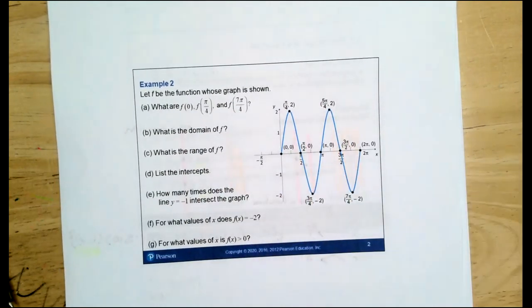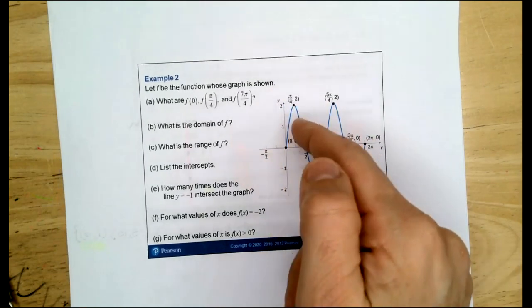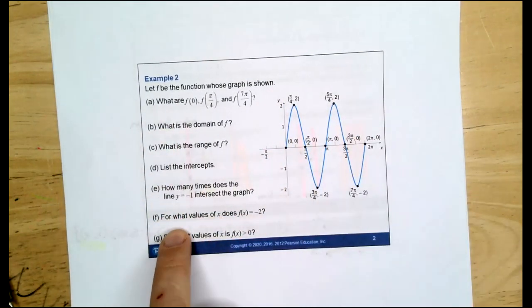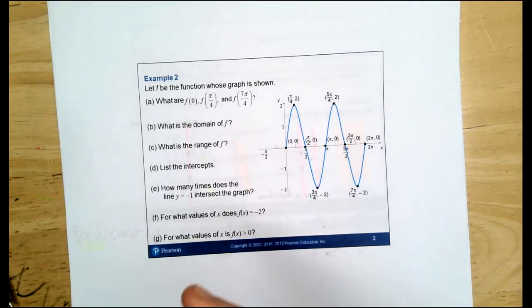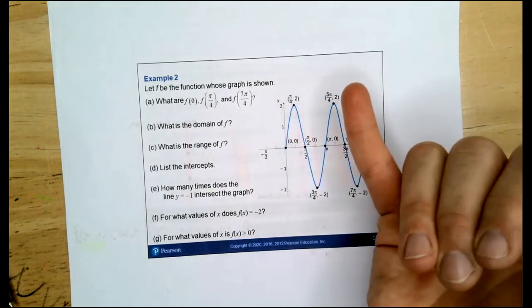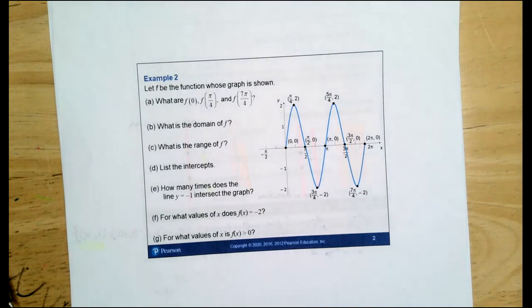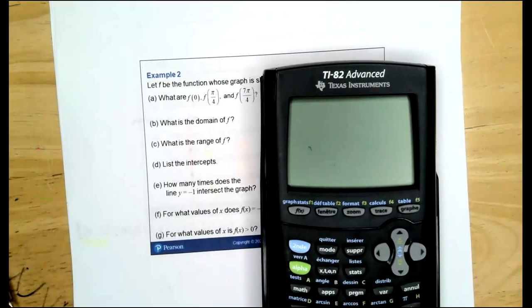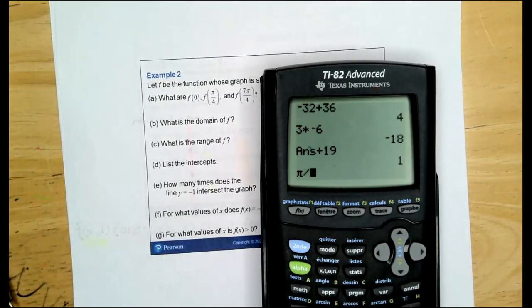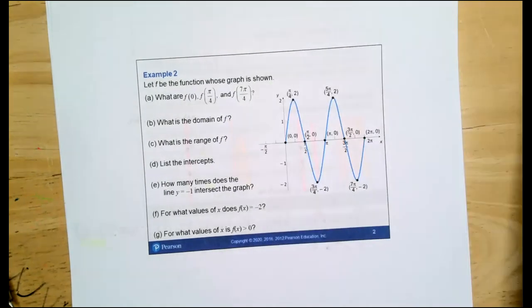We don't know the function necessarily, but based only on the graph, we want to answer the questions A through G, okay? Don't worry about these symbols. That just means pi over 4, 5 pi over 4, pi over 2, pi, 2 pi, okay? That's how we refer to them. So f is the function whose graph is shown. Pi over 4 is just a number, but it's the easiest way to express that number because it would actually be a lot of decimals if you tried to write it any other way, okay?